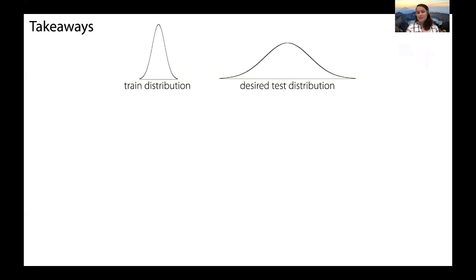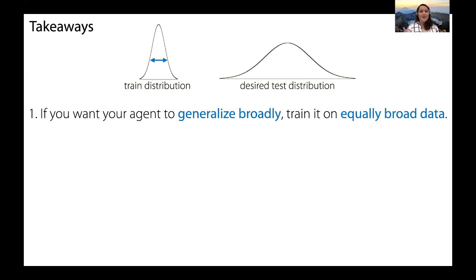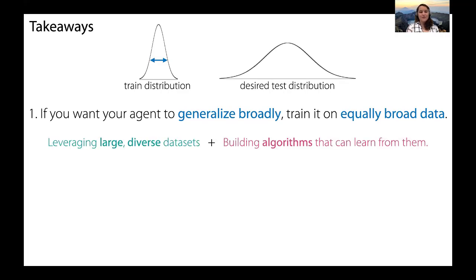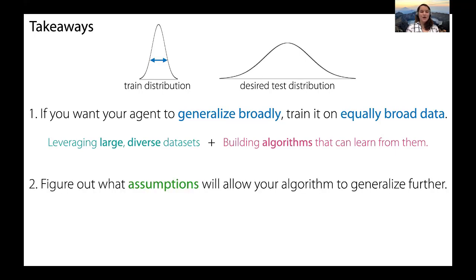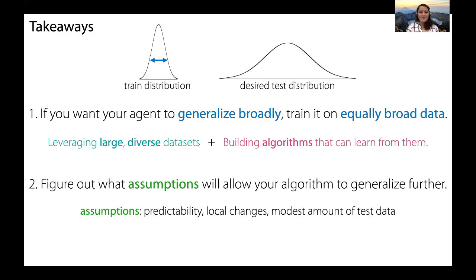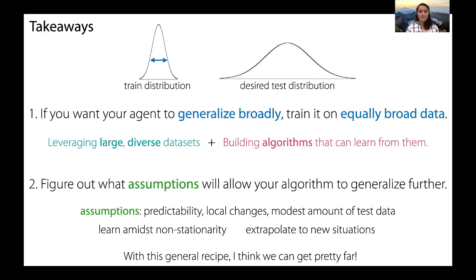So as takeaways for the entire talk, I talked about how if you want your agent to generalize broadly, you should try to train it on equally broad data by leveraging large and diverse data sets and building algorithms that can learn from them. I also talked about how we might try to figure out assumptions that will allow your algorithm to generalize much further. For example, assumptions about predictability, changes only being local, and assuming a modest amount of training data. And this can allow us to learn amidst non-stationarity and extrapolate to new situations. And with this general recipe, with these two points, I think we can get pretty far on the spectrum of generalization.